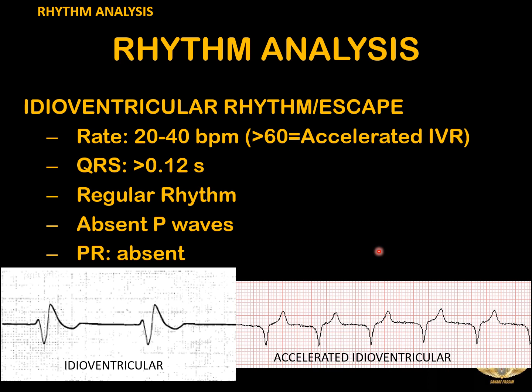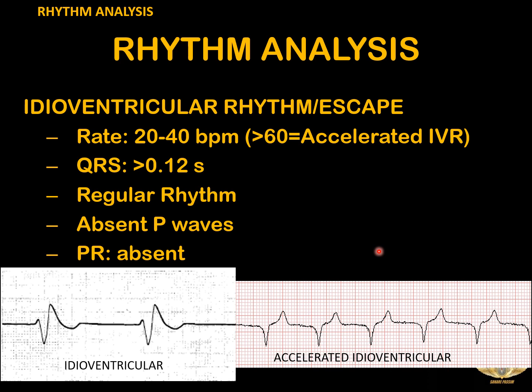Since we remember our intrinsic rate for the ventricles is between 20 and 40 beats a minute, that's usually going to be our heart rate. You also hear this called an agonal rhythm. That's usually a little slower. If it gets greater than 60, then we would call this an accelerated idioventricular rhythm. And that's no less troubling, but maybe a little less deadly in the short term.